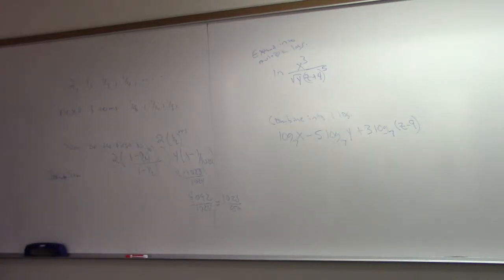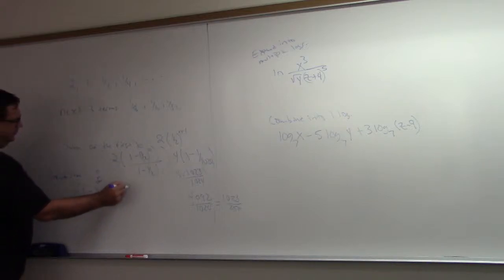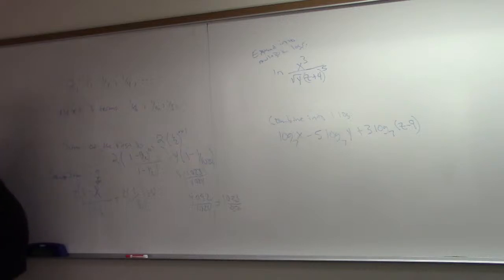All right. So the infinite sum is going to be 4. Because you got 2 times 1 minus 1/2 to infinity over 1 minus 1/2. Well, this goes to 0, right? So this is just 1. This is 2 times 1 over 1/2, which is 4.